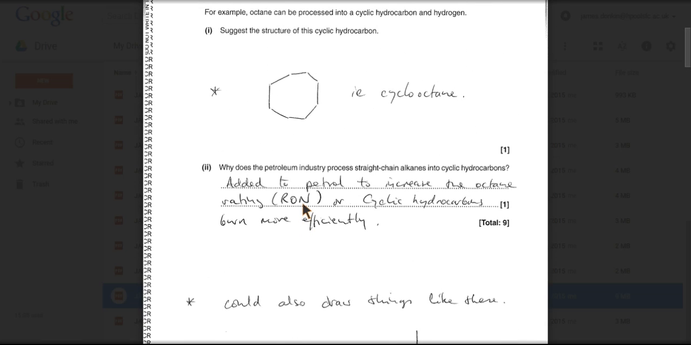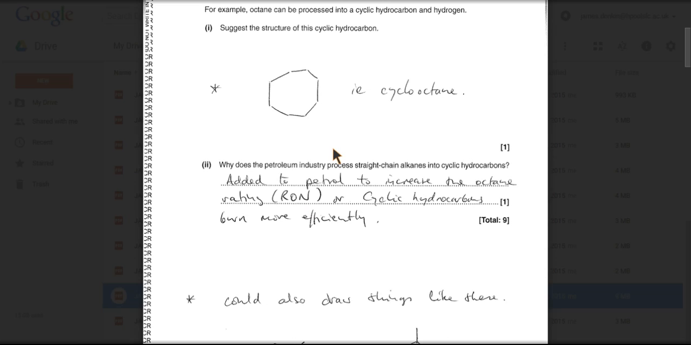And then classic question, why does the petroleum industry even bother to do this? And it's because the cyclic hydrocarbons burn more efficiently. They increase the RON value, that stands for research octane number if you're interested. It increases the RON value of fuels and therefore they burn more efficiently.